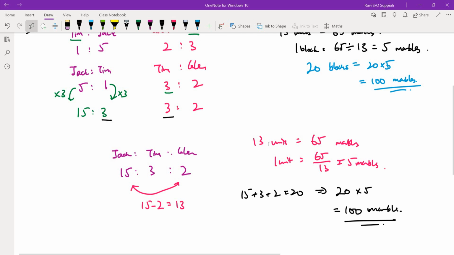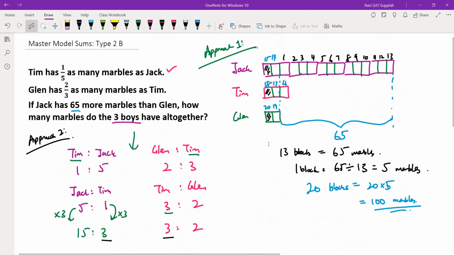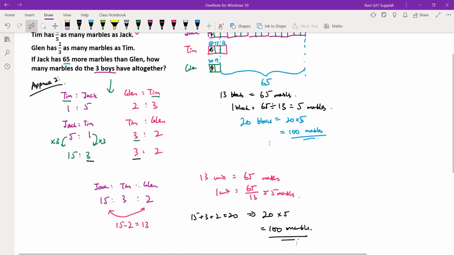Okay, so I hope that with this example you are clear how to approach such questions using either approach 1 or approach 2.